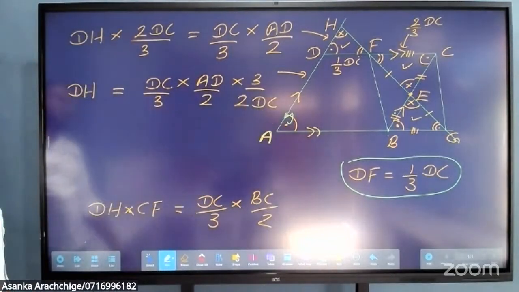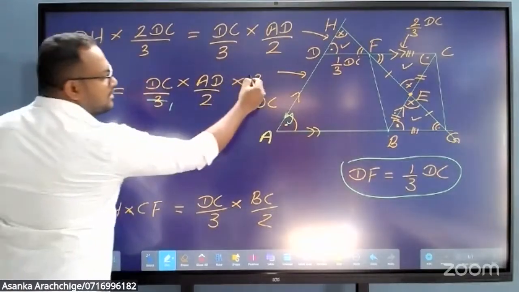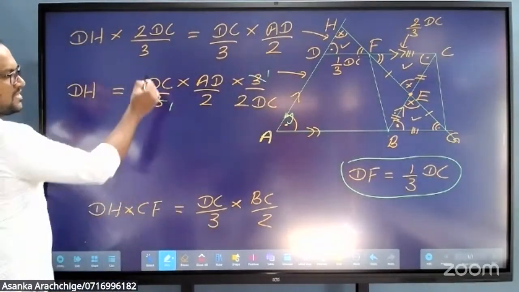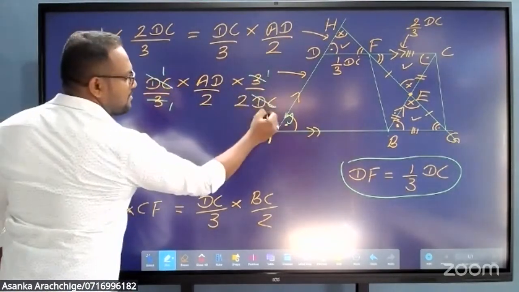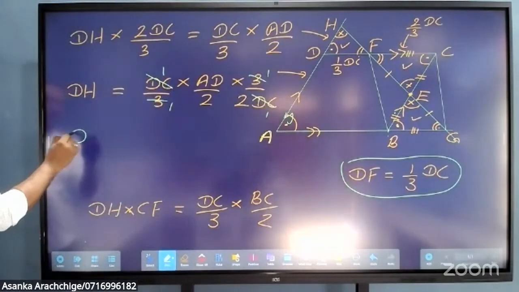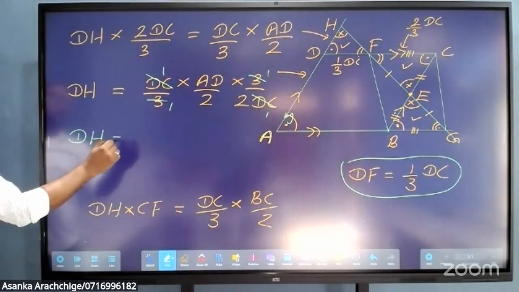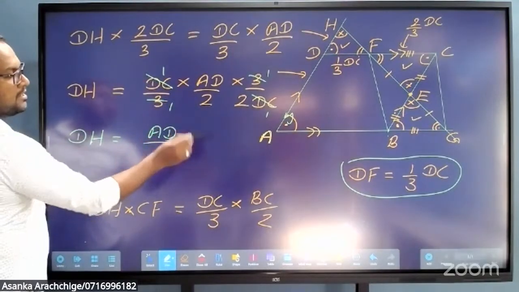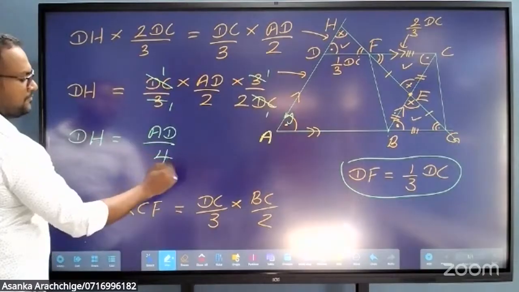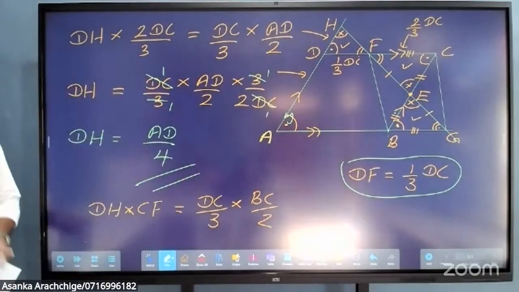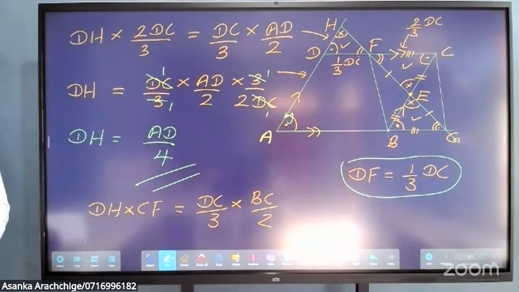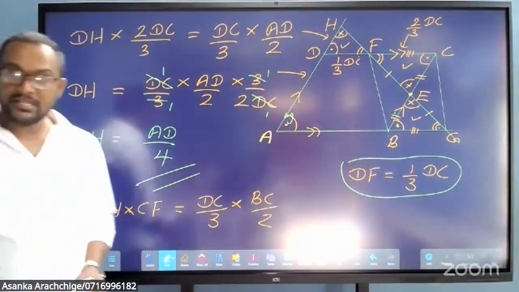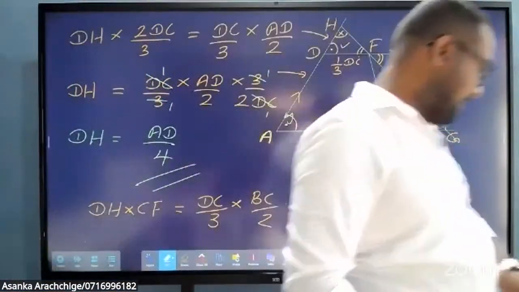Clear? Now 3 can be cancelled. DC can be cancelled. So DH is equal to, in the numerator, AD, here 2 times 2, 4. AD upon 4. That means 1/4 AD. AD upon 4 කියන්නේ 1/4 AD තමයි. Clear? පැහැදිලිද?